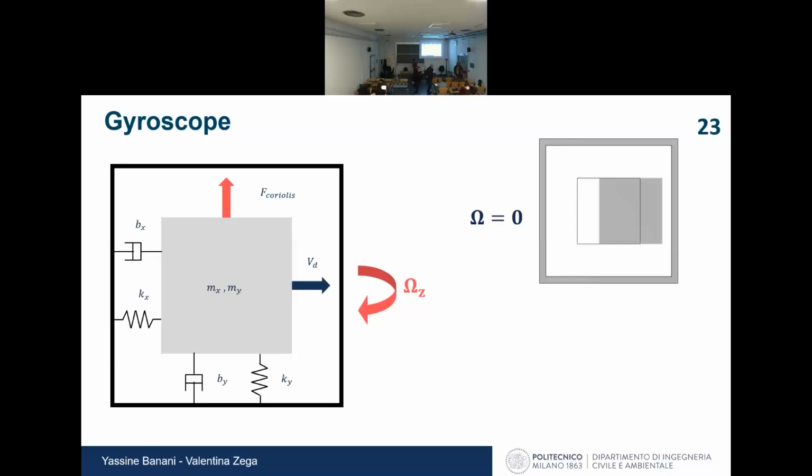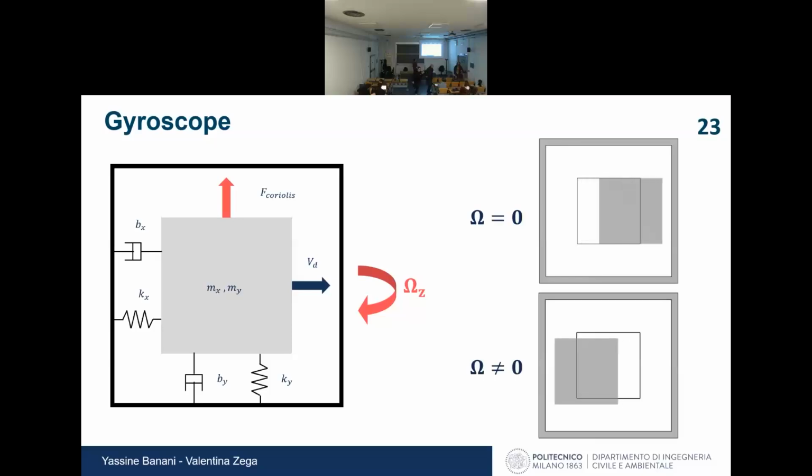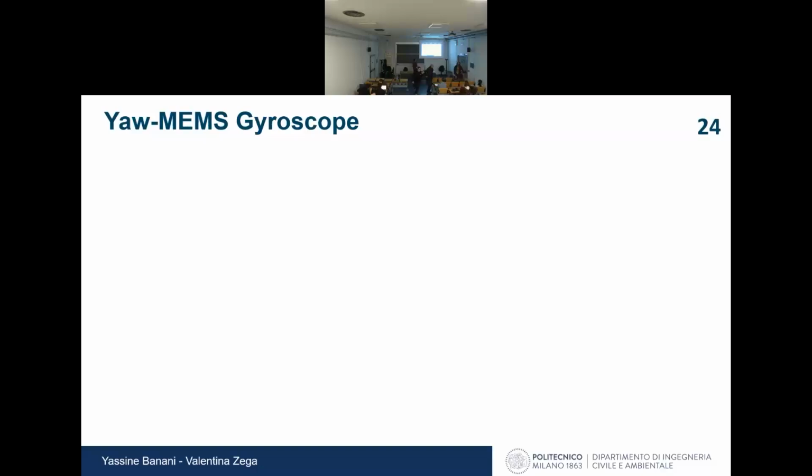So basically this is what happens. This system is moving along the horizontal direction when omega is 0. When we have a rotation of the frame, this will experience a vertical force and we will have an elliptic shape. If we can measure the displacement in this vertical direction, we can compute the Coriolis force, and then we can compute omega. Okay? So let's build another MEMS that can do this stuff.